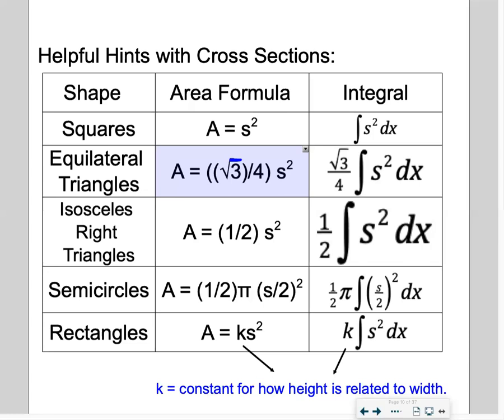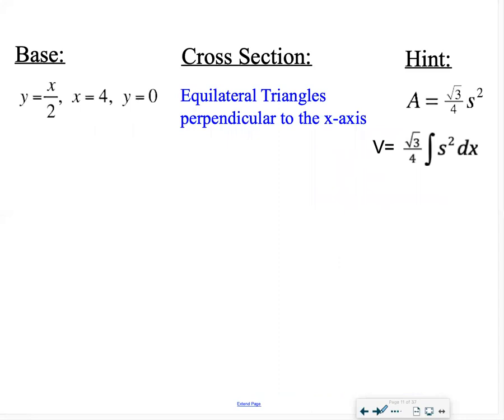Okay. All right, I think actually this example is pretty similar to the first example we just did. Actually, no, it's not. It's equilateral triangles. So let's do that one. It gives us the base of y equals x over 2 bounded by x equals 4 and y equals 0. So I think that whole top part is what you want to get down first, and then we can start drawing it.